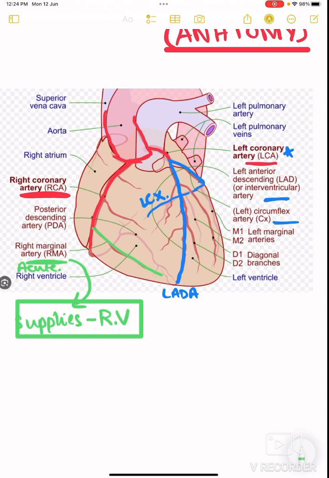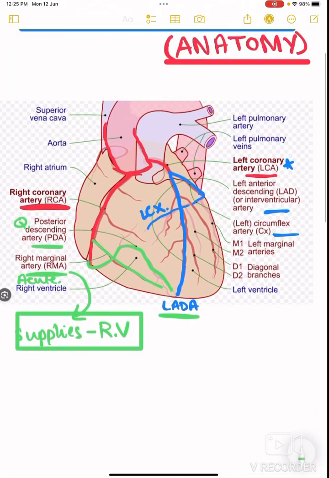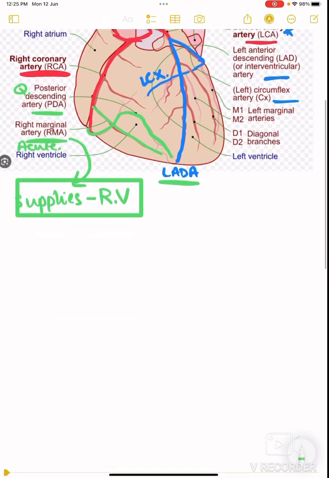Also, you have to remember one more artery. The right coronary artery goes towards the back and continues on the posterior surface, and from there a very big branch comes out. This particular branch is the posterior descending artery. Now, the posterior descending artery and the left anterior descending artery are very important branches, and we have to know what they supply. So coming first to the left anterior descending artery.